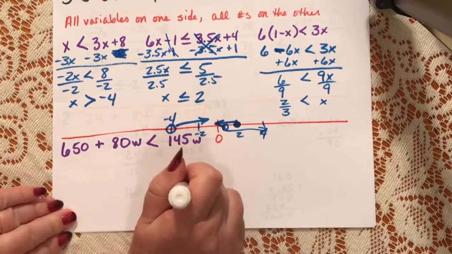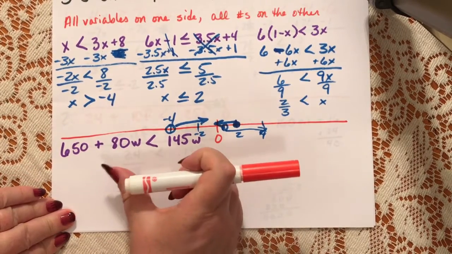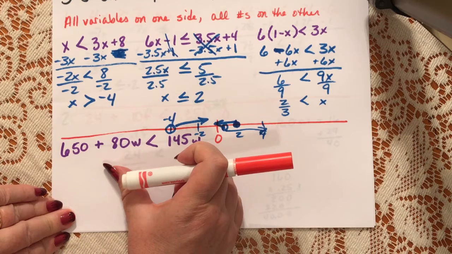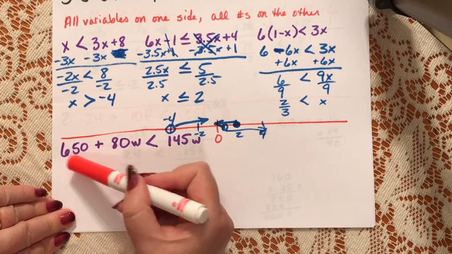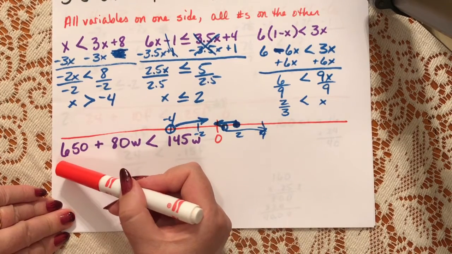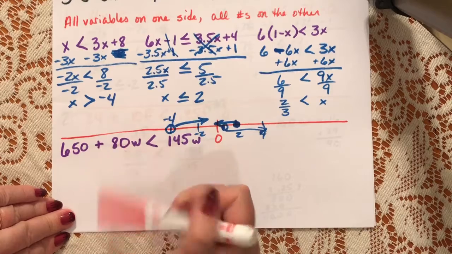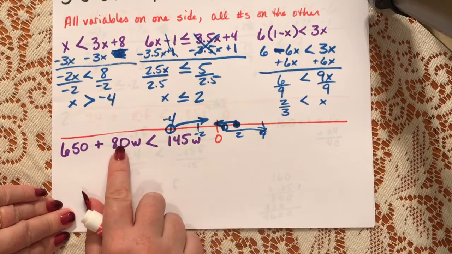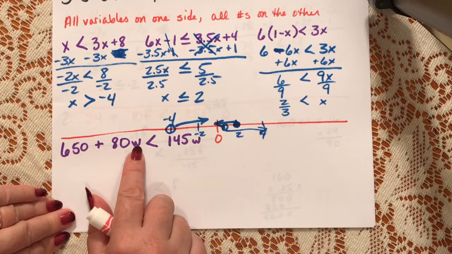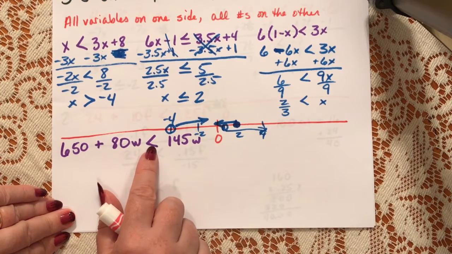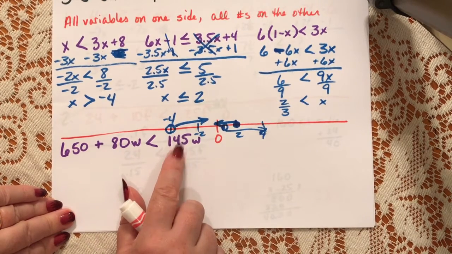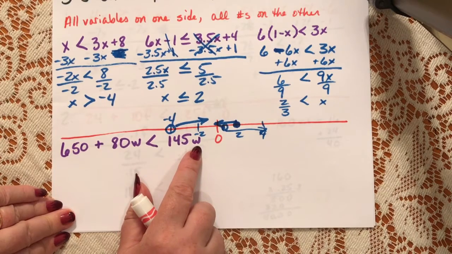Our word problem for this section is comparing newspaper fees. This newspaper charges $650 plus $80 per week, so 80 times the number of weeks. And we want to know when this is less expensive than just charging $145 per week.